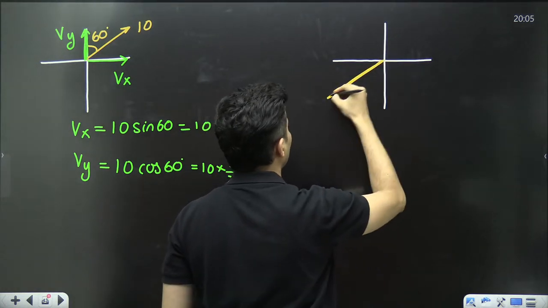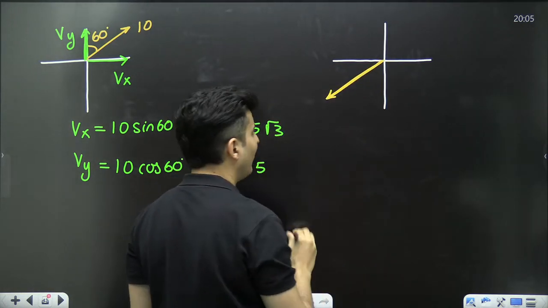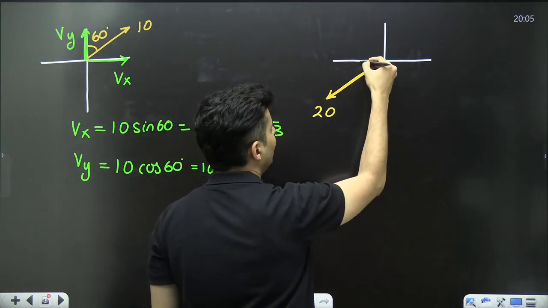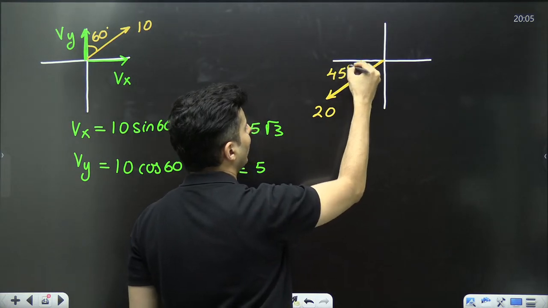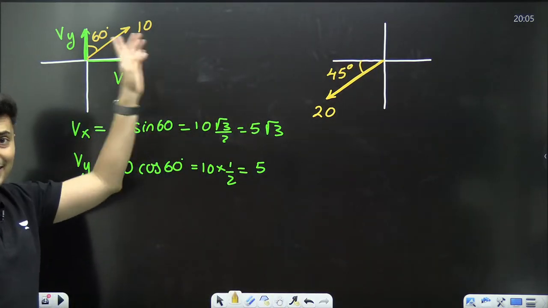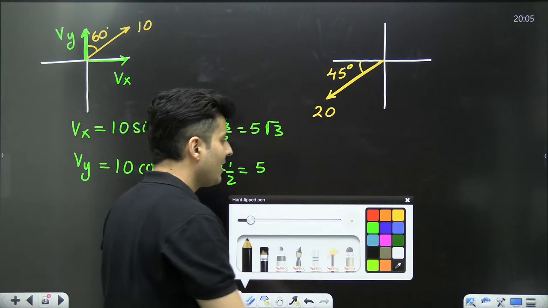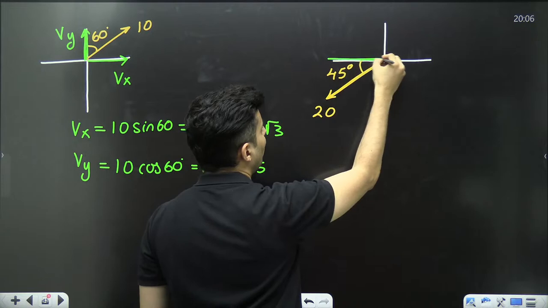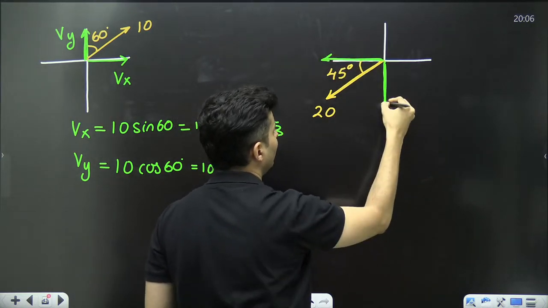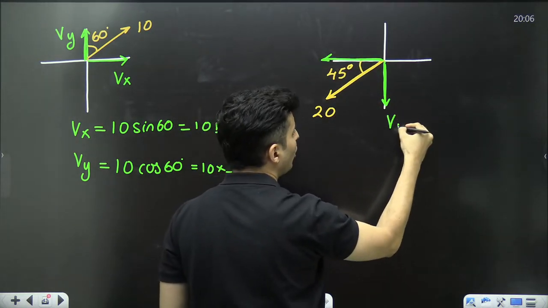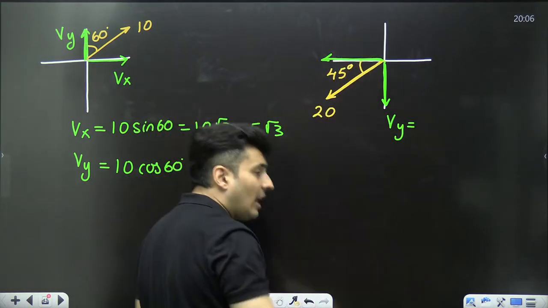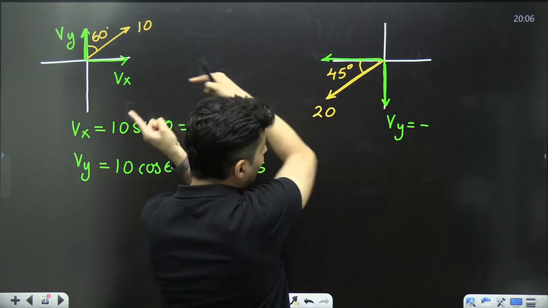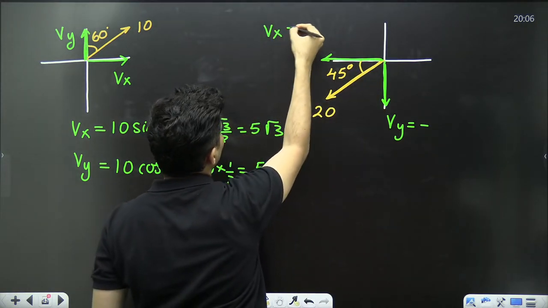Imagine there is a vector like this. Its magnitude is 20, and it makes 45 degrees over here, just like it was making 60 with something else. If I have to figure out the components, one component will be here, the other component will be here. This will be the y component, but the y component is downwards, negative y, so it will be minus. The x component is this way, so definitely minus again.